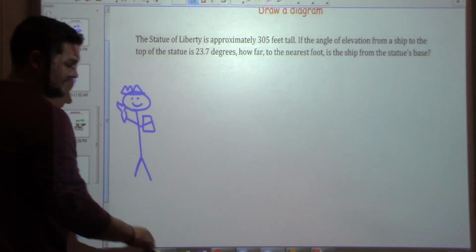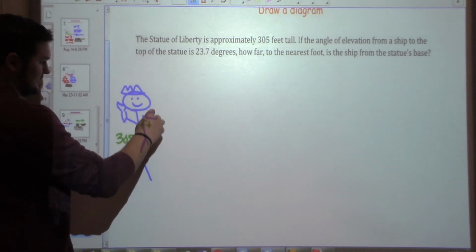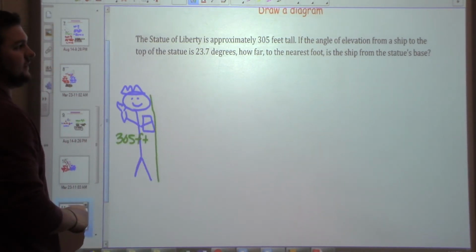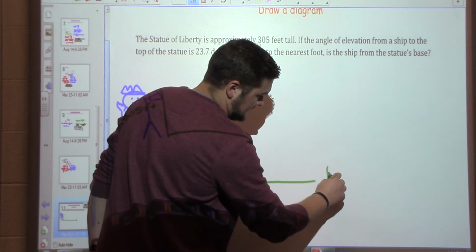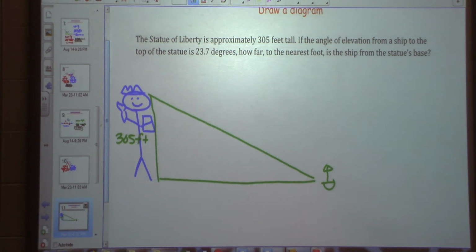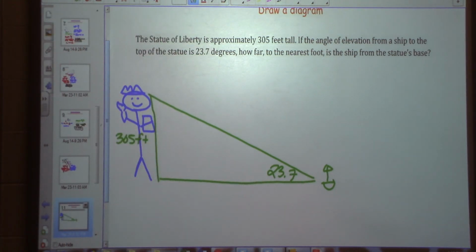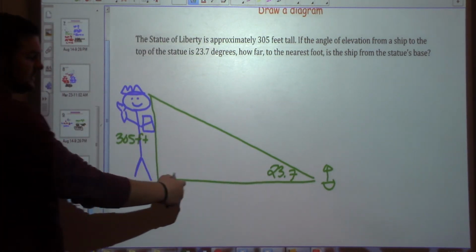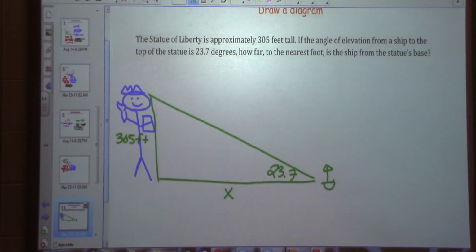Alright, so our Statue of Liberty. How tall is she? 305 feet. There's a ship out in the ocean. The angle of elevation, which means from that horizontal line at the ship up to the Statue of Liberty, is 23.7 degrees. How far to the nearest foot is the ship from the statue's base? We want to find from the ship to the statue's base. We want to find that X on the bottom.